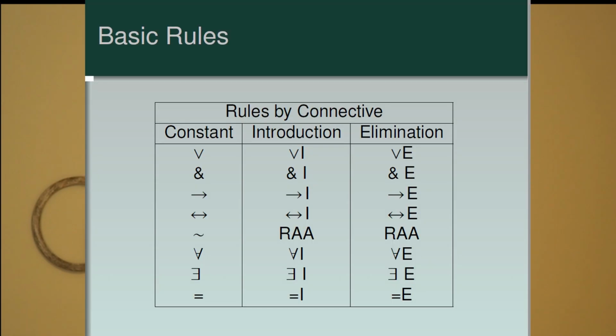be true. When we turn to the predicate logic part of first order logic, we'll have more terms, more symbols that we'll have to deal with. So we'll have universal and existential quantifiers, and we will introduce an identity, a special identity symbol. And again, we'll label those the same way. We're going to have universal introduction, universal elimination, existential introduction, existential elimination, identity introduction, and identity elimination. All of those will be the basic rules for the system.